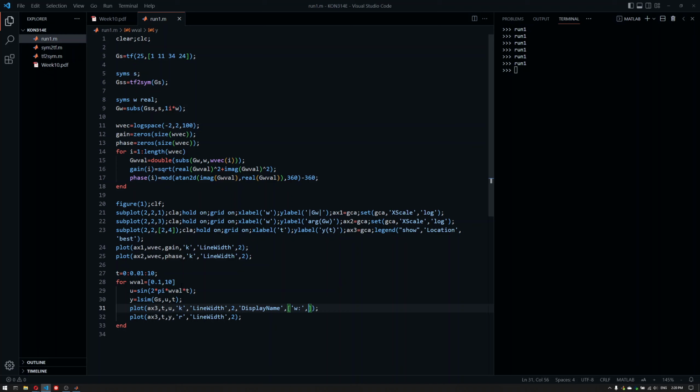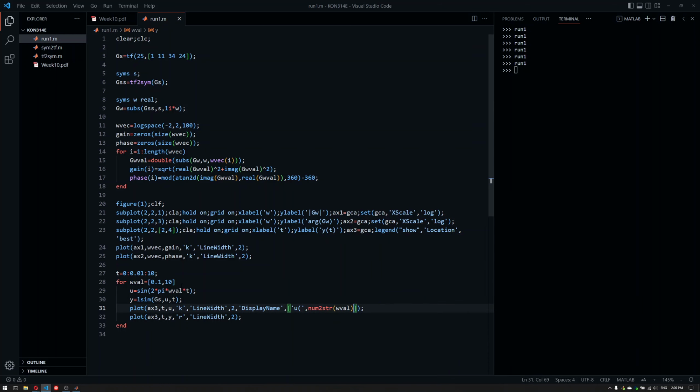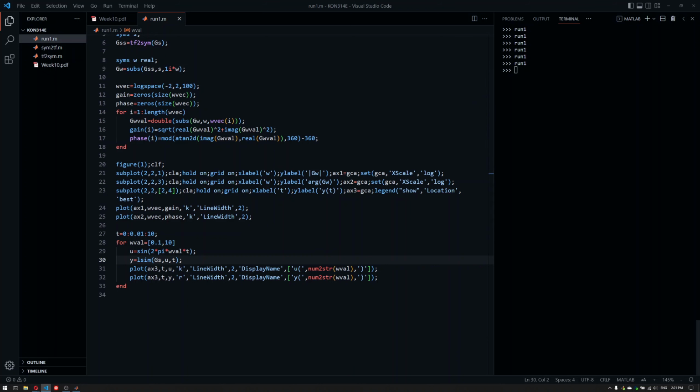So omega, maybe something around this, U, and then num2str, omega val, and then something like that. So this should probably work. And here, yeah, let's try it out.